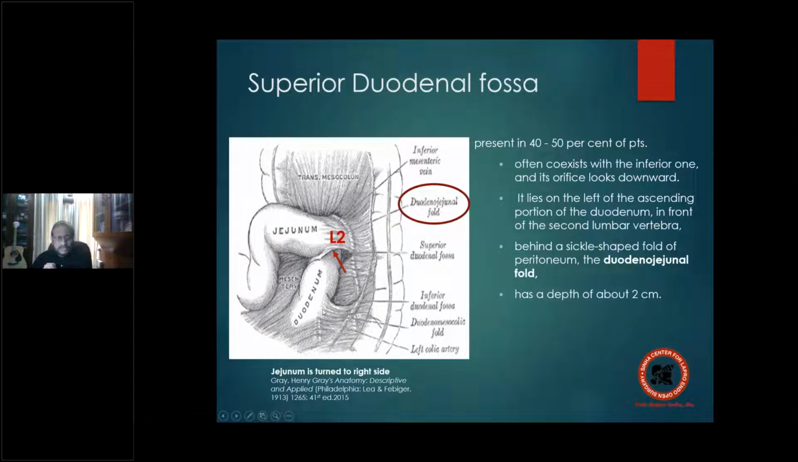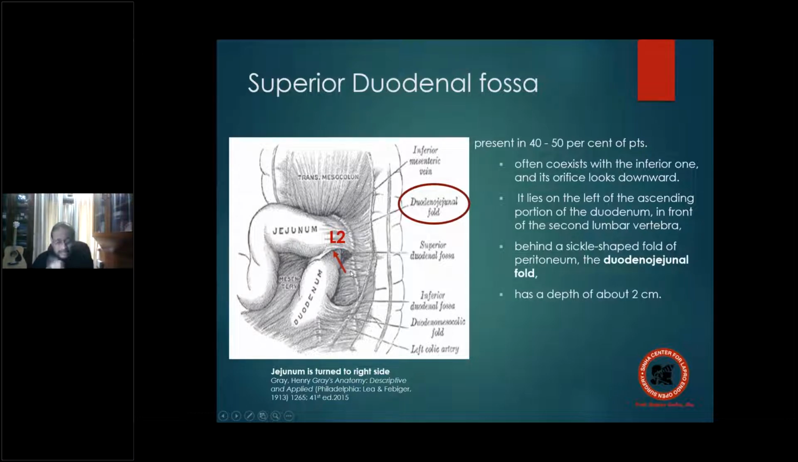Now this is opposite L3, this is opposite L2 vertebra. Again, lies on the left of the ascending portion of the duodenum. So this is the ascending portion of the duodenum. That was also on the left. This is also on the left. The L2, L3. So these things are common. Okay. Now this would be a sickle-shaped concave downwards or convex upwards fold known as the duodenojejunal fold.